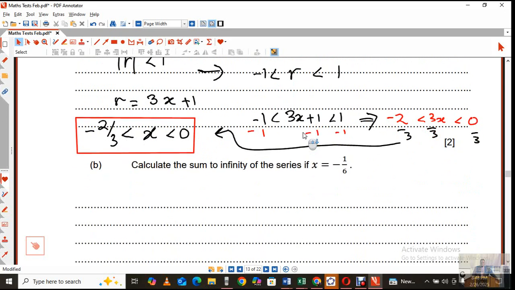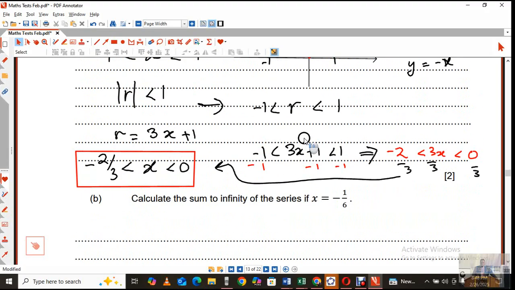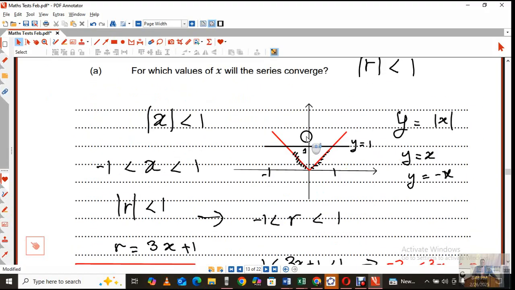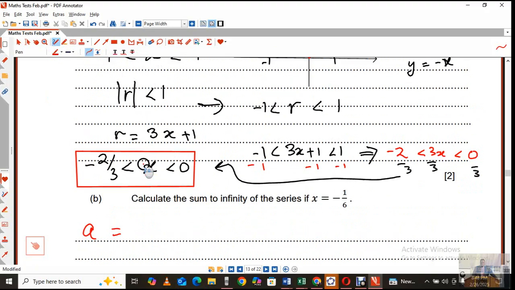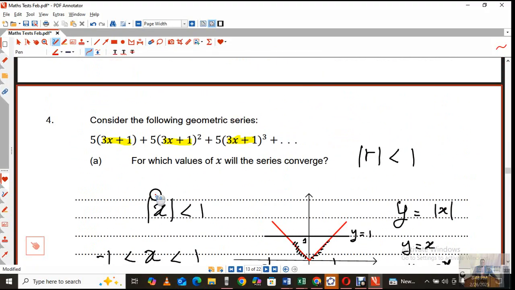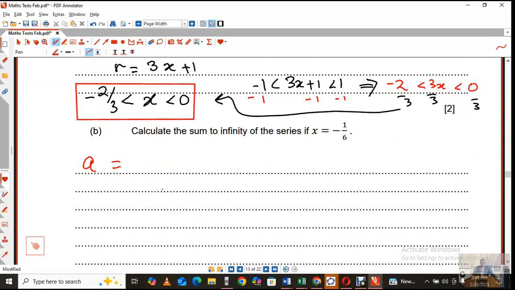So what is it that they are now telling us? Let's write down from our previous work our first term, A. Our first term is 5, in brackets 3x plus 1. But what do we know? We know that x is -1/6 plus 1.